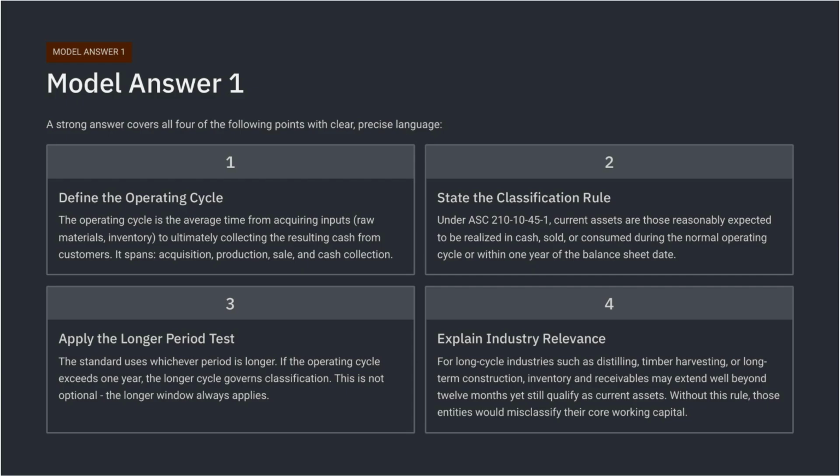This matters because businesses such as construction, timber, distilling, and other long cycle industries may have inventory or receivables extending beyond 12 months that still qualify as current. The rule prevents core working capital from being incorrectly pushed into non-current assets.